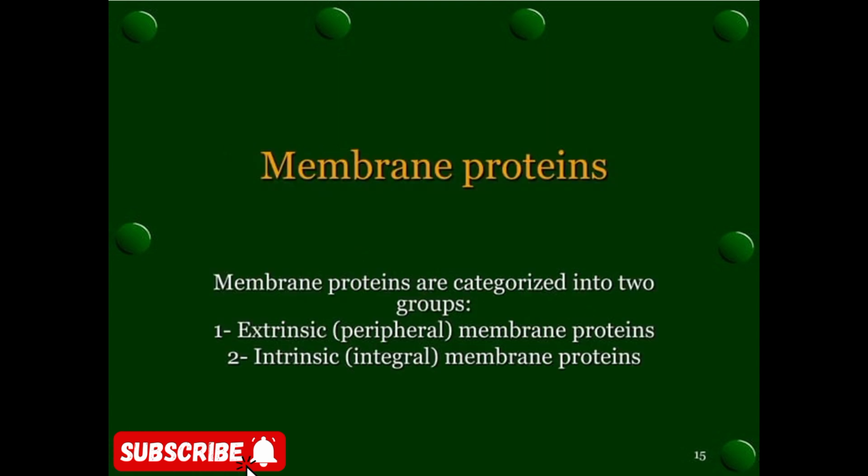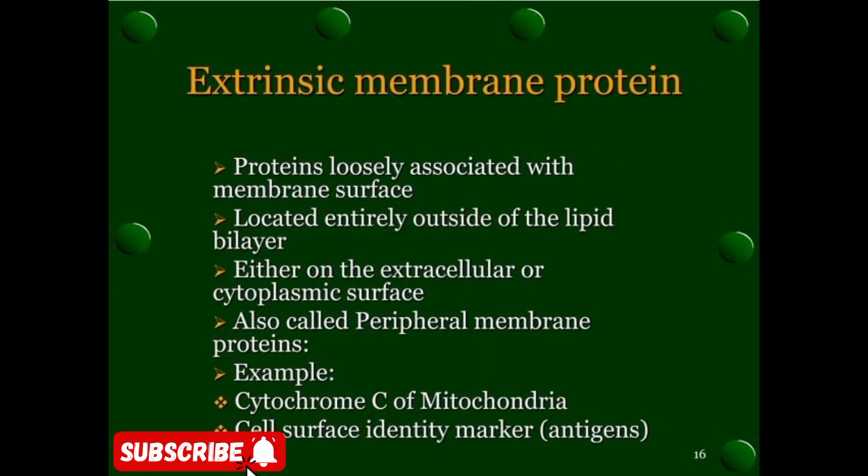What is membrane protein? There are two types of protein present in the cell membrane: extrinsic protein and intrinsic protein. Extrinsic proteins are those proteins which are loosely attached to the membrane surface, located entirely outside of the lipid layer, either on the extracellular or cytoplasmic surface. They are also called peripheral membrane proteins, and examples are cytochrome C of mitochondria and cell surface identity marker antigens.